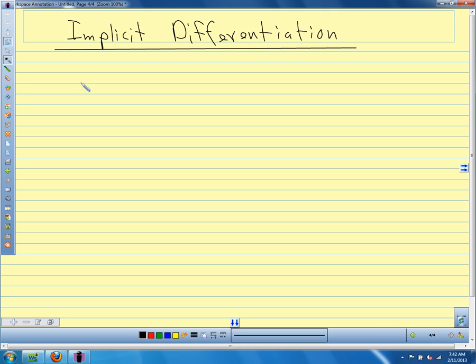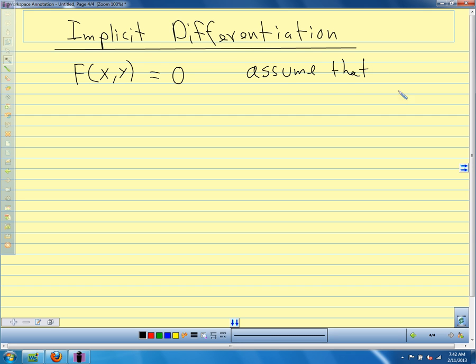So let's say we have some function of x and y, and I'm using capital F here, and this function equals 0. And we're going to assume that y is an implicit function of x.